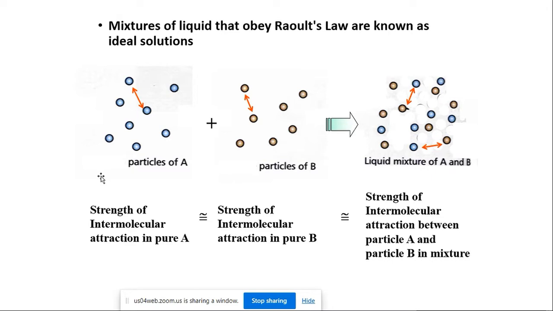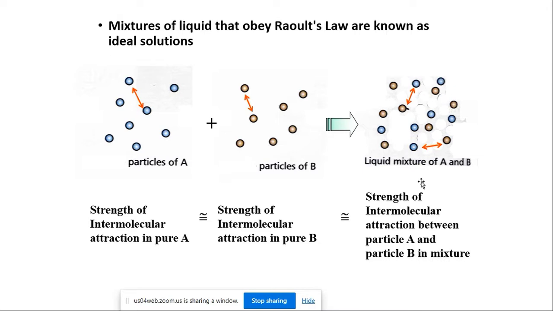A mixture of solutions that obey Raoult's law are known as ideal solutions, right? So in ideal solutions, you have particles of A, then particles of B, then after mixing you have a liquid mixture of A and B. In that case, we say it is an ideal solution if the strength of intermolecular interaction in P°A is closely equal to the strength of intermolecular interaction in P°B. This is closely equal to the strength of intermolecular interaction between particle A and particle B in the total mixture.